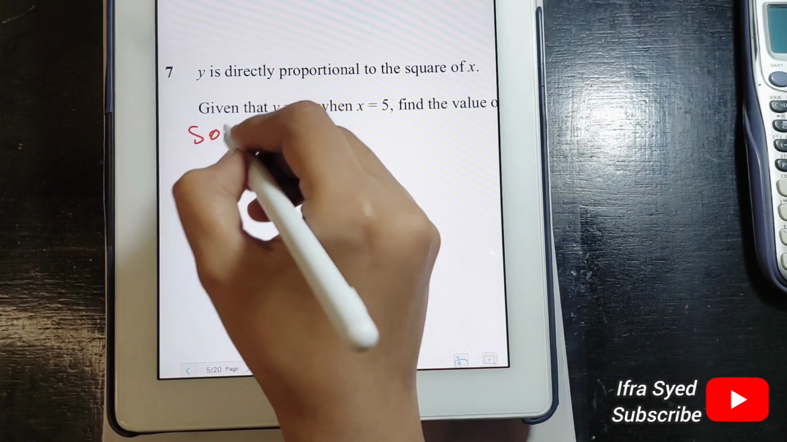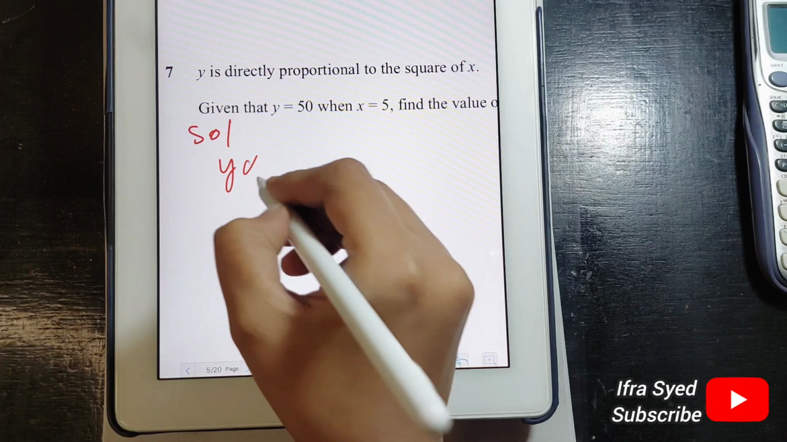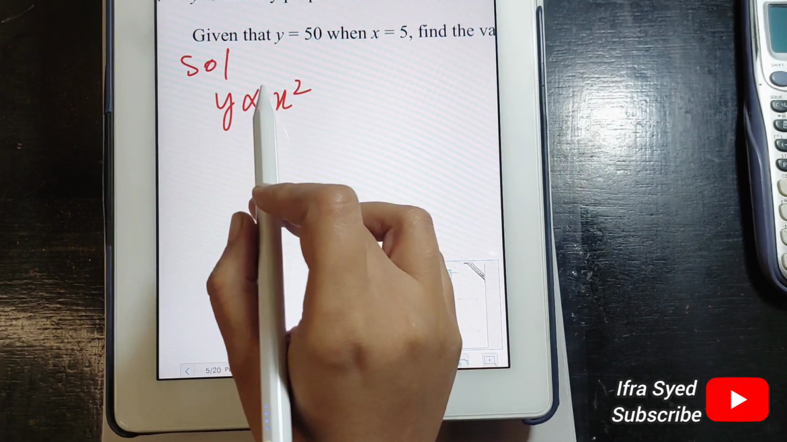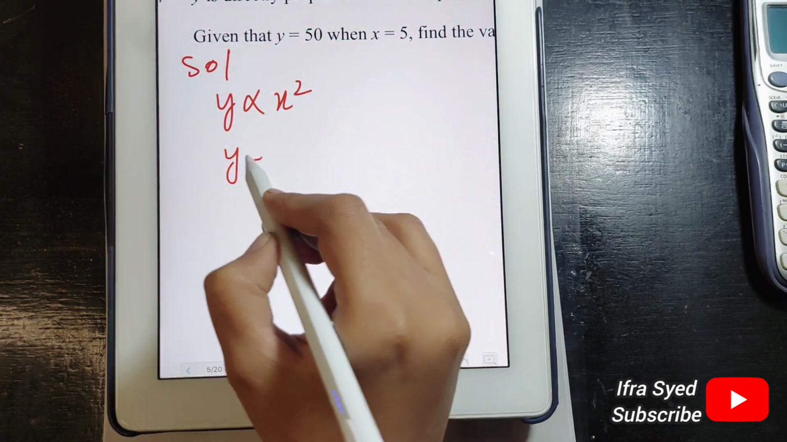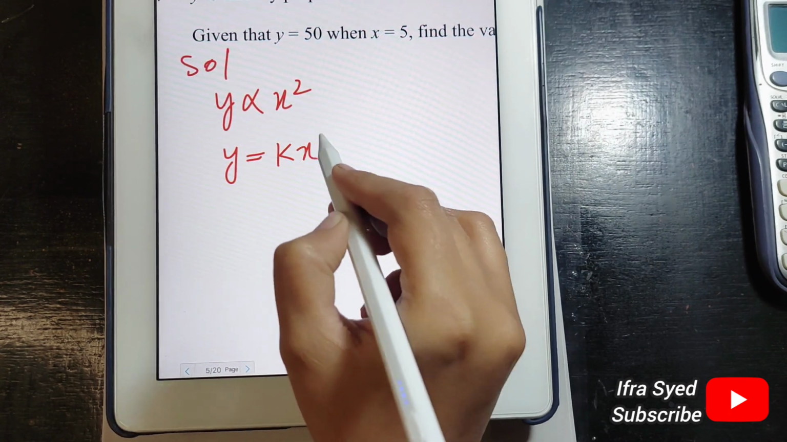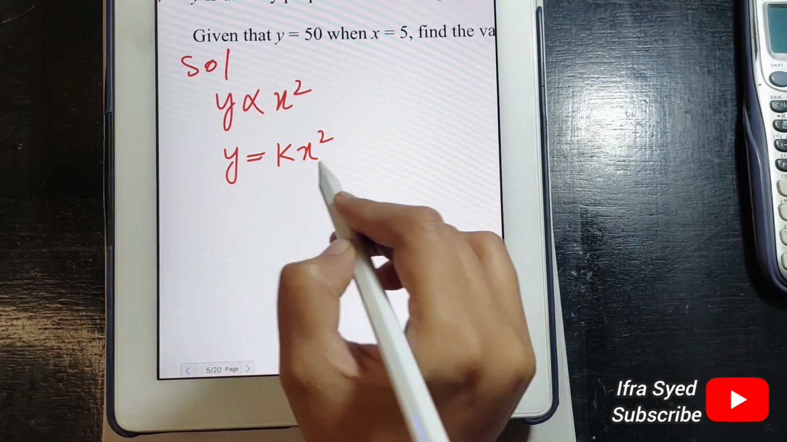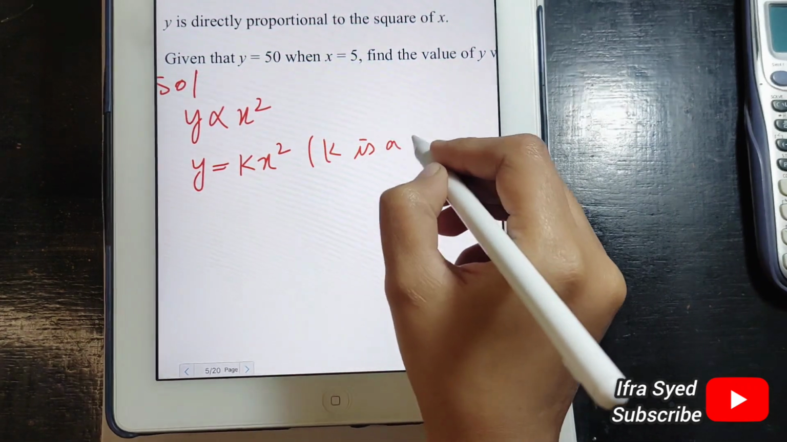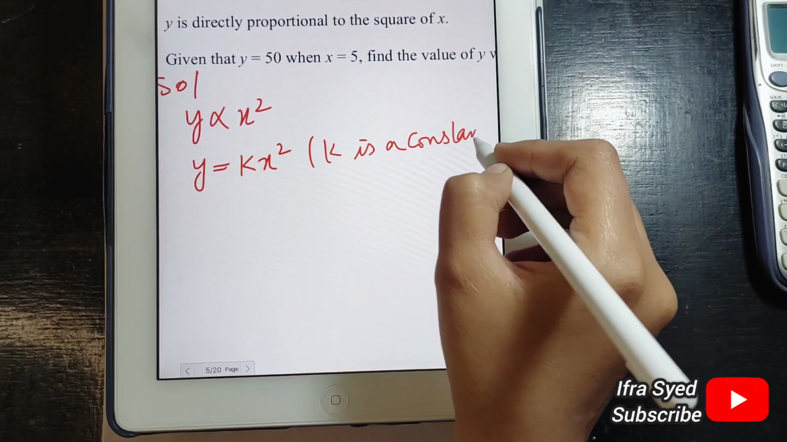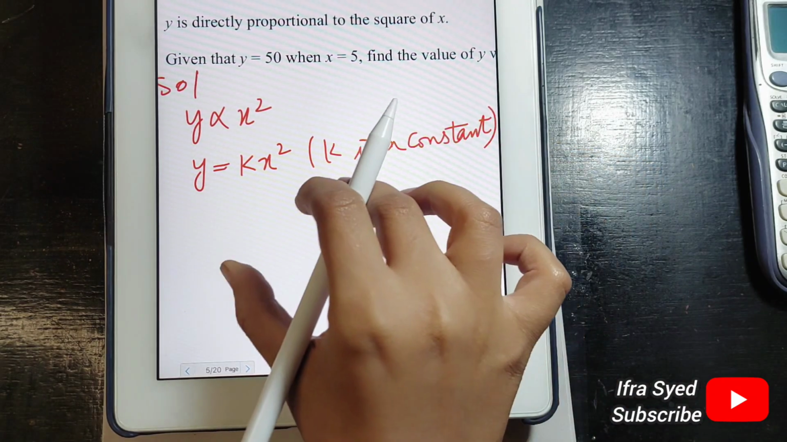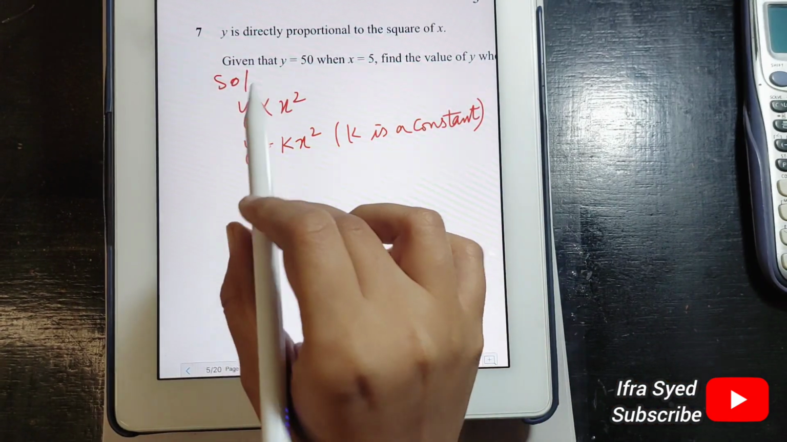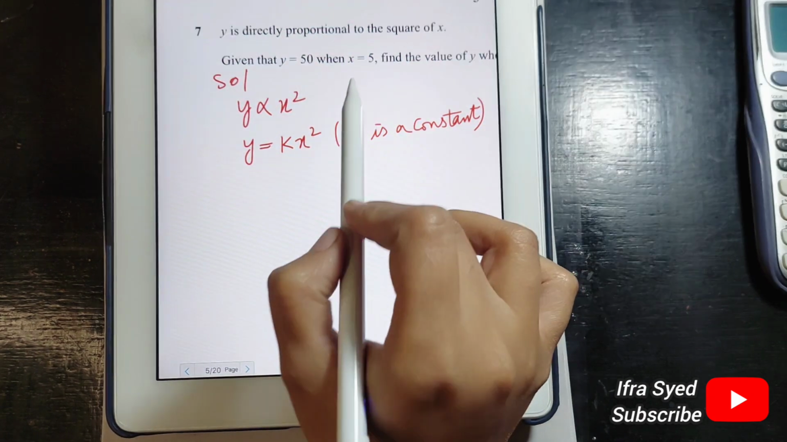So y is directly proportional to the square of x. We can write it as y is directly proportional to x square, and we can change this proportionality sign with a constant k. So our equation will be y equals kx square, and I'm writing here that k is a constant, the constant of proportionality. So my equation is y equals kx square, and it is given that y equals 50 when x equals 5.